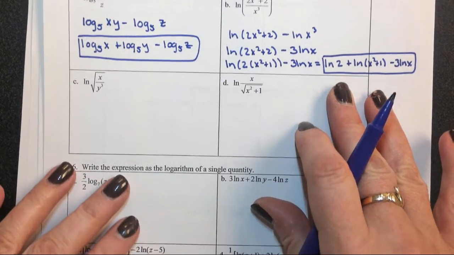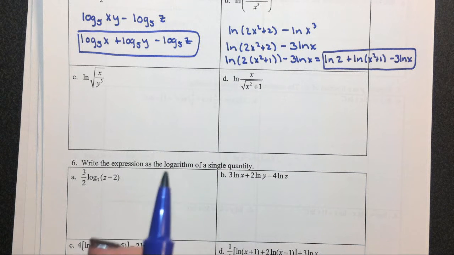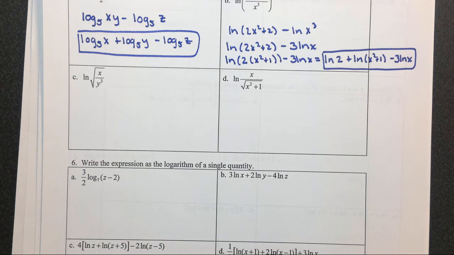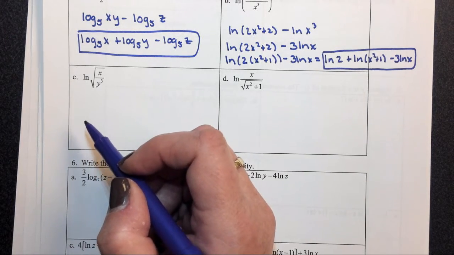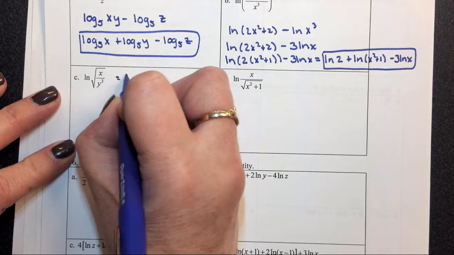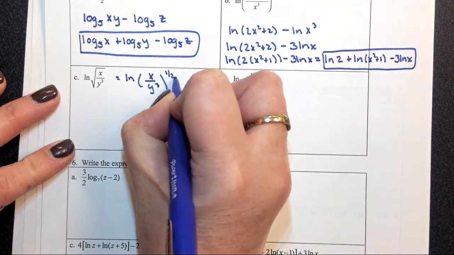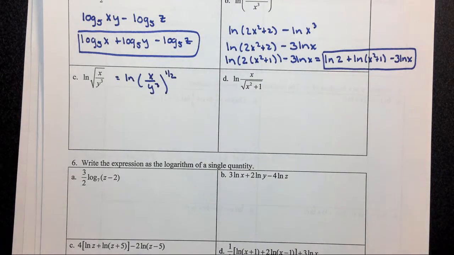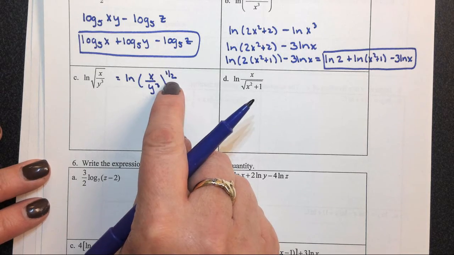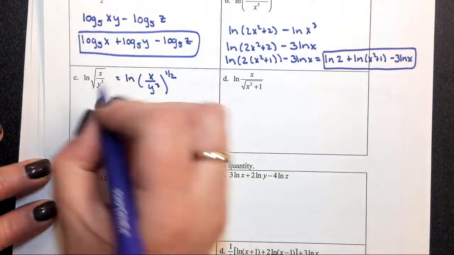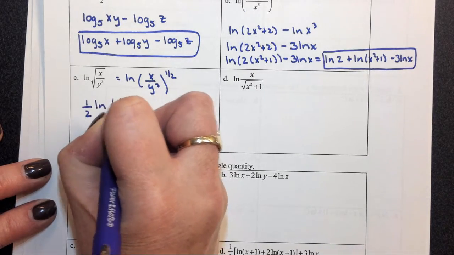Now when you take a look at part C, anytime you're dealing with logarithms and radicals, you always want to get rid of the radical sign and change them into fractional exponents. What is the square root equivalent to as a fractional exponent? 1/2. So I can rewrite this as the natural log of x divided by y to the third raised to the 1/2 power. So now I can use my power property of logarithms. I can move that 1/2 as the coefficient of the natural log. So 1/2 times the natural log of x over y to the third.